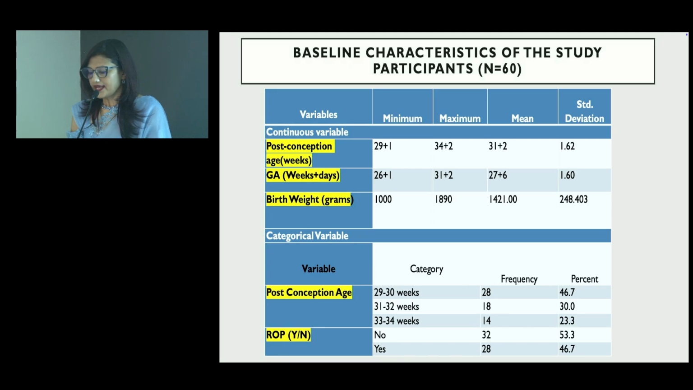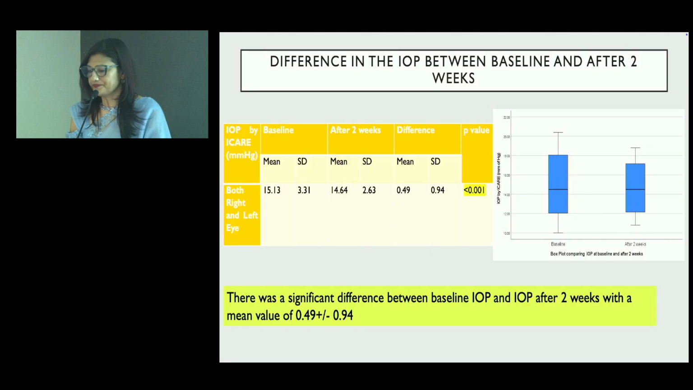For the categorical variables, the post-conceptual age was divided into 3 categories: 29 to 30 weeks, 31 to 32 weeks, and 33 to 34 weeks. And these were the numbers in those categories. For ROP of any grade, we did not divide depending on the grade. It was just presence of ROP or not at this particular stage of the baby, so yes and no.